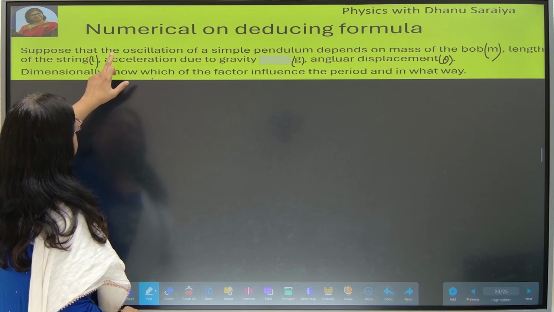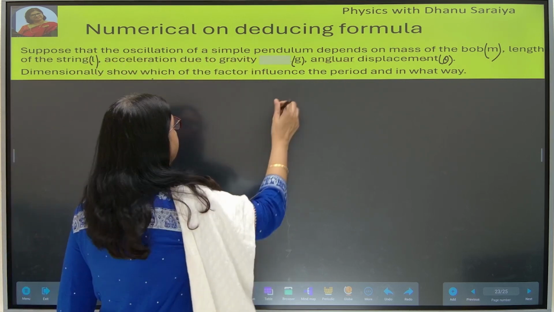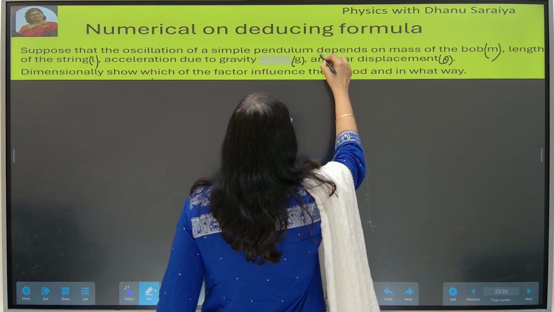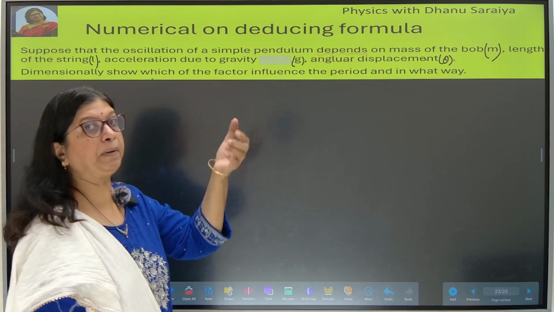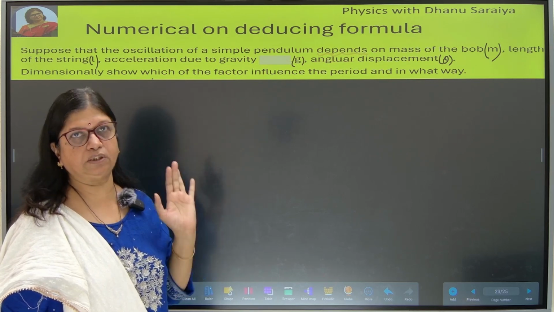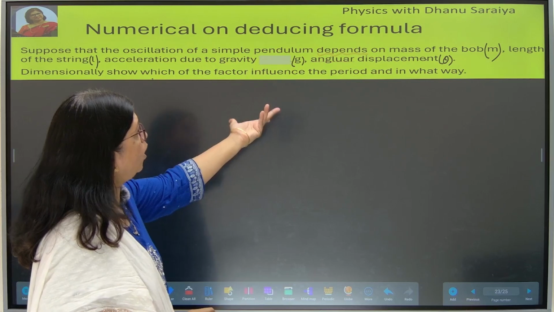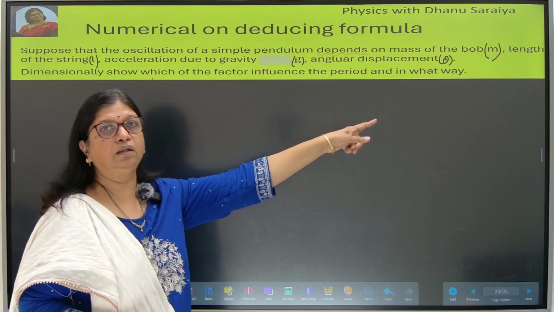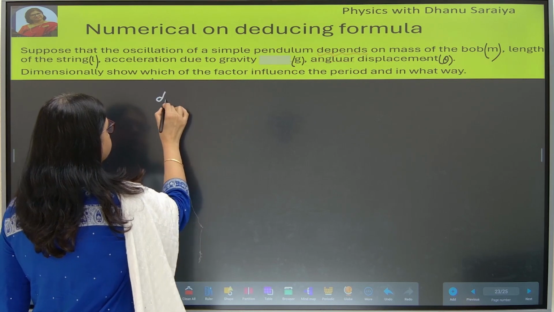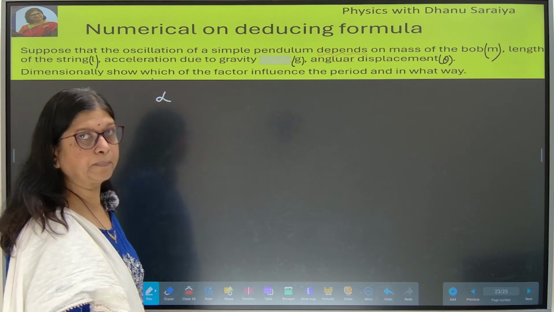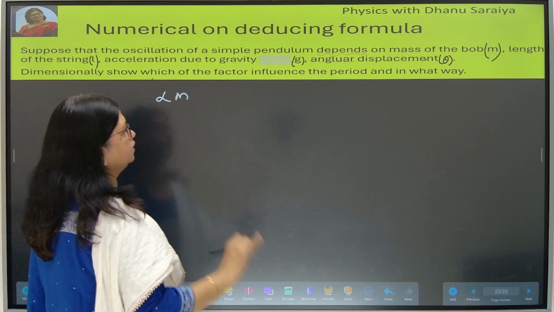Suppose that the oscillation of a simple pendulum depends on... Now, very important, you must remember the word depends. Depends is the first word which you must remember. Depends means proportional. On what is it depending? On the mass of the bob. When the word depends comes, we put a proportionality symbol. Mass of the bob, we'll put it M as they gave us.